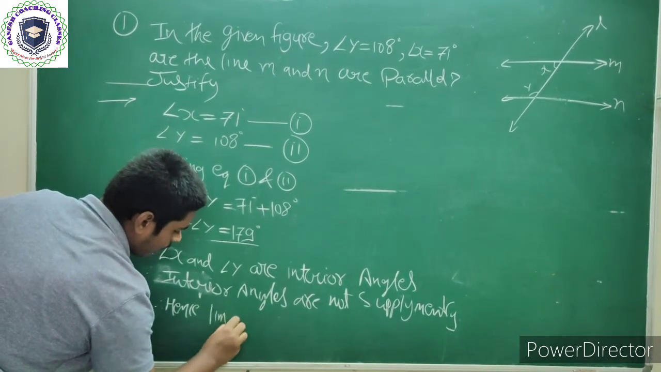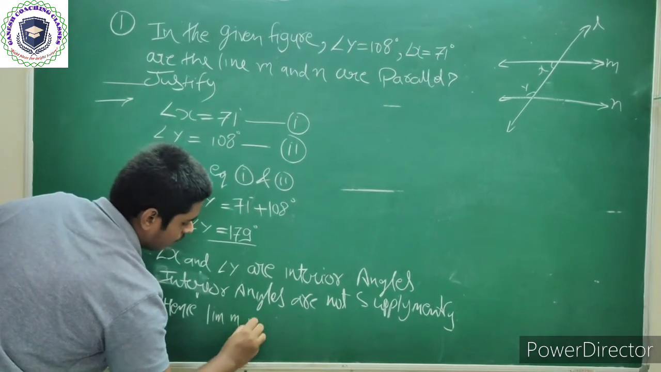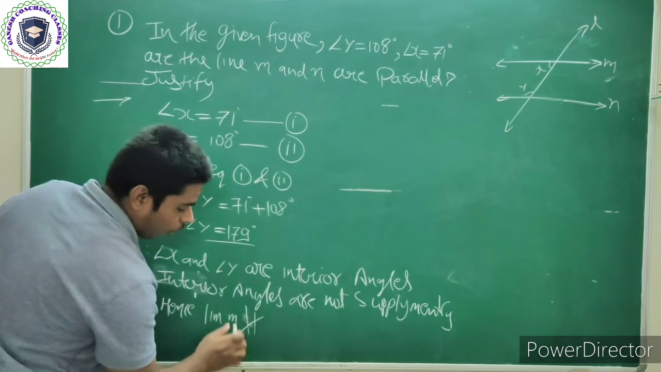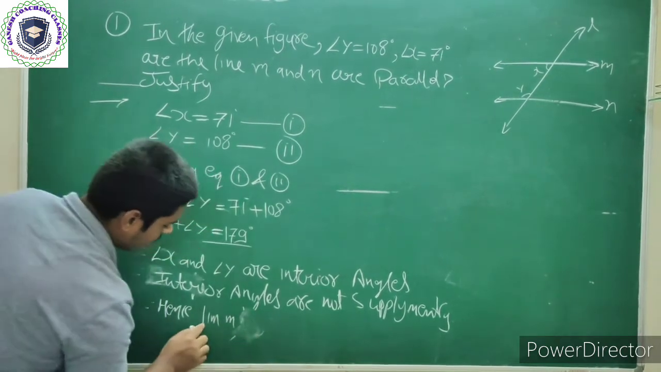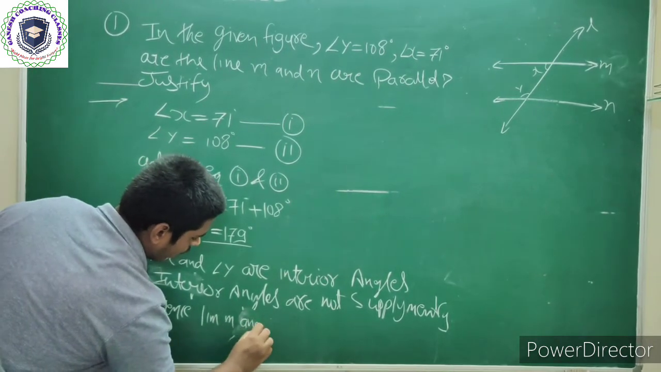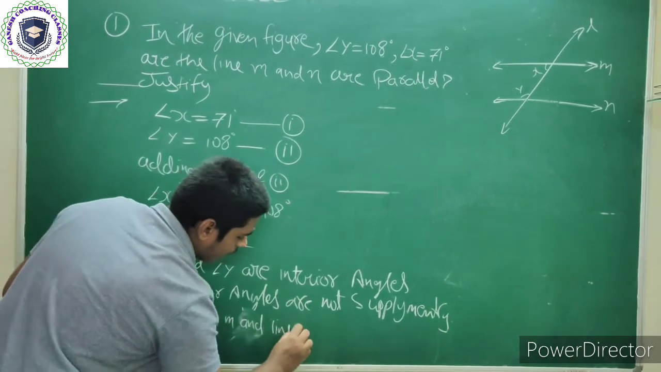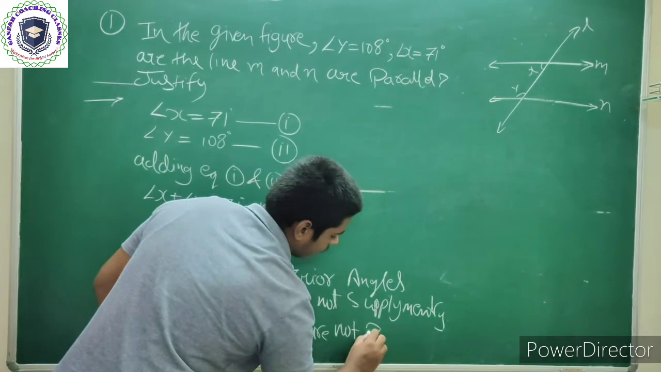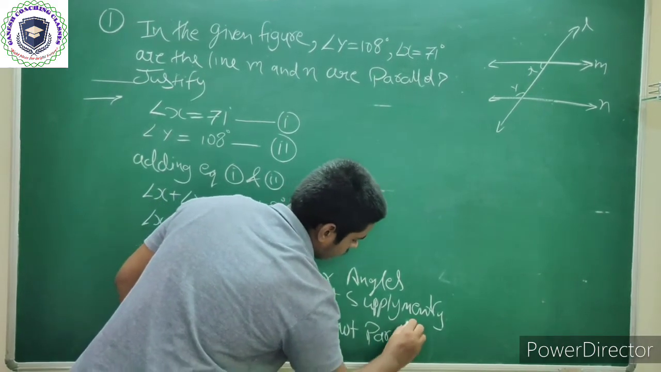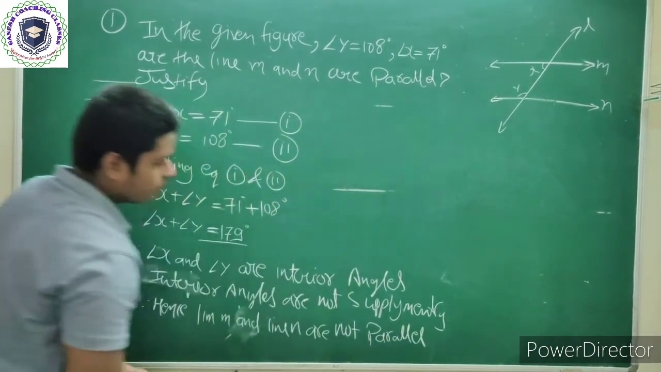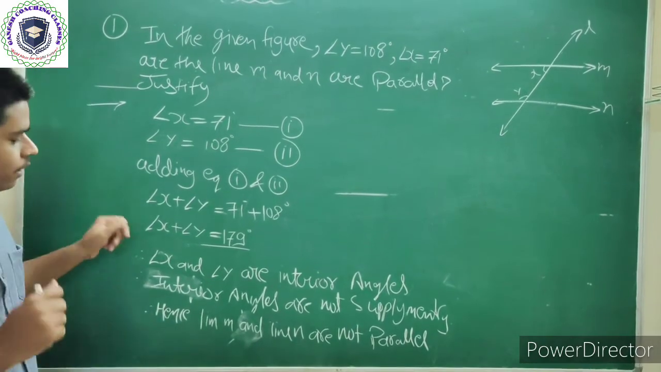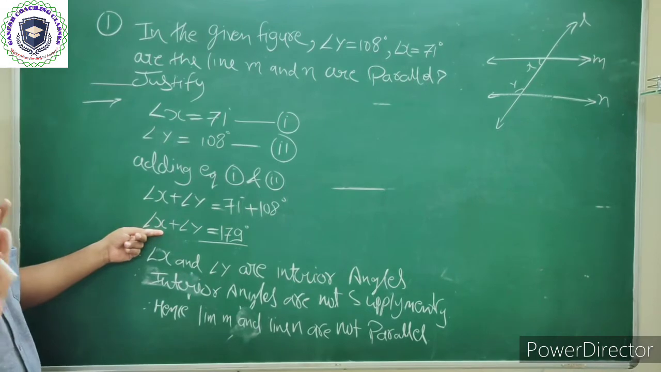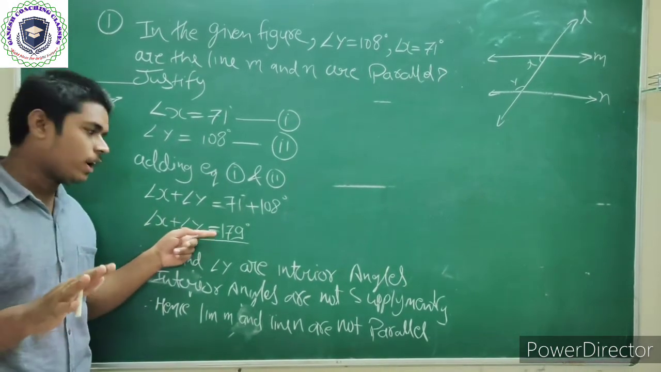line M is not parallel. We can make it by sign this. Okay, or we can write in statement that line M and line N are not parallel. Okay, so here we justified our answer that we got the value of interior angle, that is sum of interior angle not equal to 180 degree.